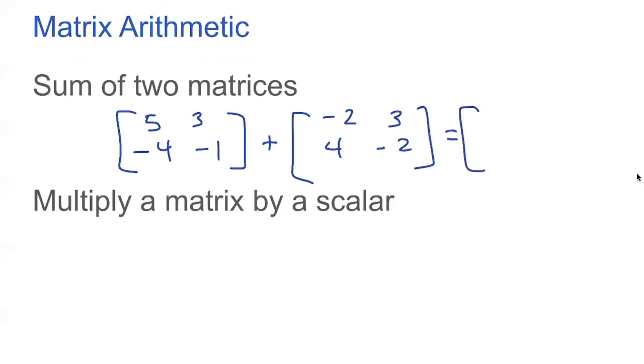You're just going to add coordinate-wise. 5 and negative 2 is 3. 3 and 3 is 6. Negative 4 and 4 is 0. Negative 1 and negative 2 is negative 3. And so you're just adding coordinate-wise.